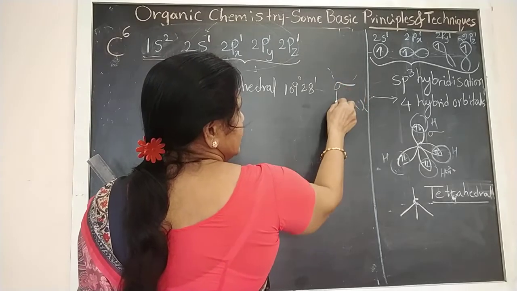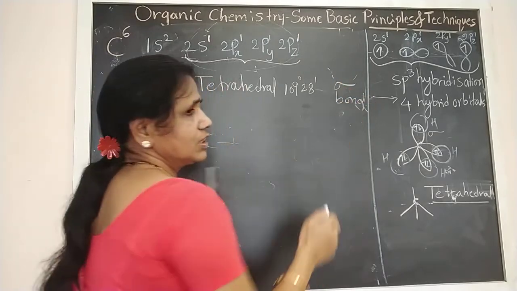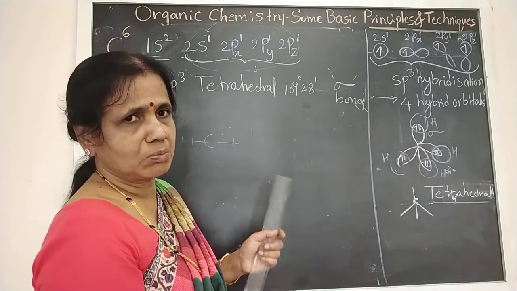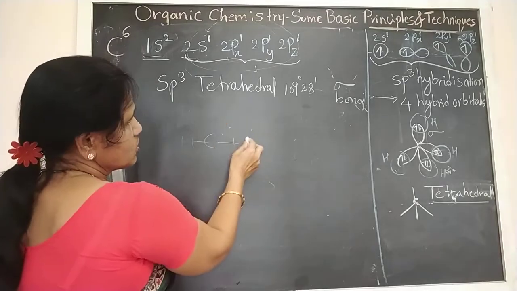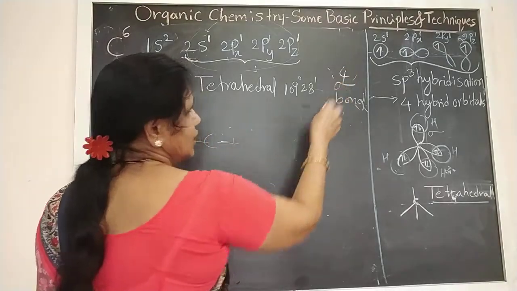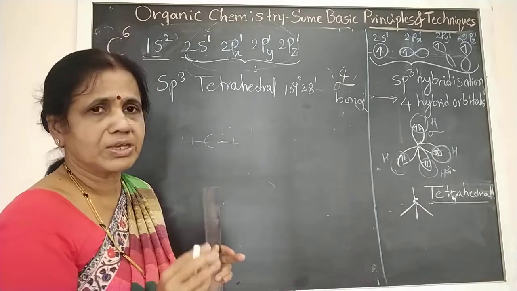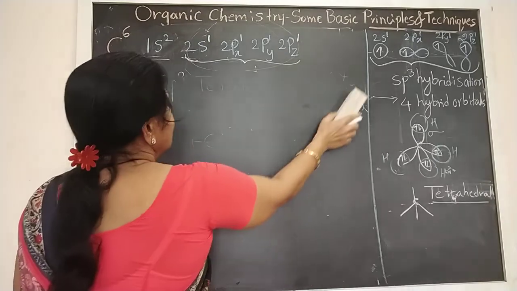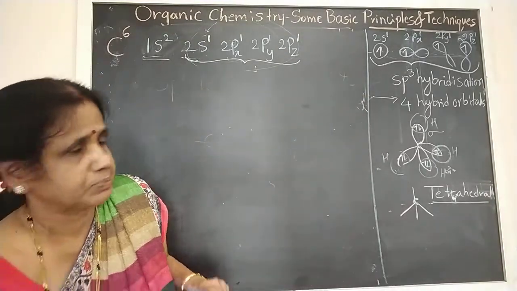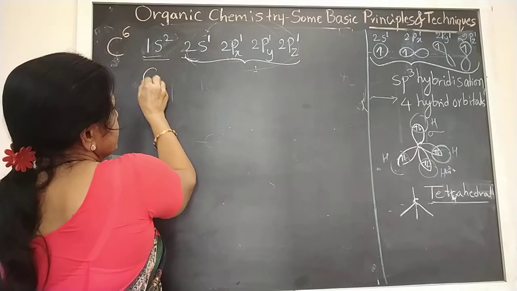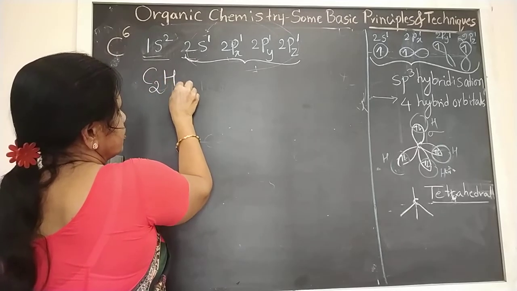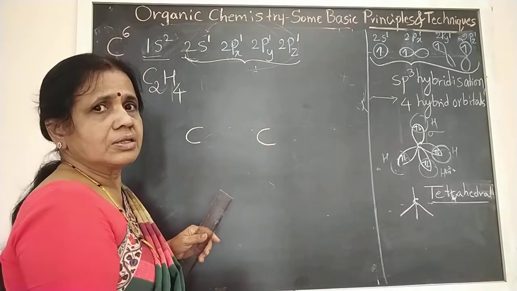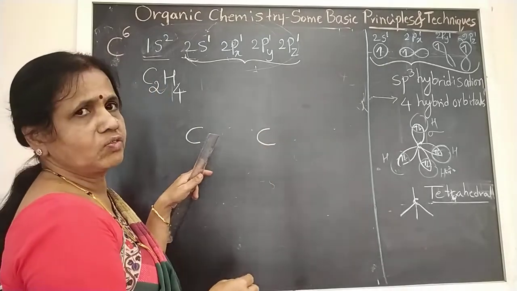Axial overlapping means maximum overlapping takes place, and therefore a strong bond, a sigma bond, is formed. So in case of methane, 4 sigma bonds are there. Okay, so this is about methane. Then coming to the alkenes, the first member of the alkene is ethene. What is the formula of ethene? C2H4. So there are 2 carbons in case of ethene.